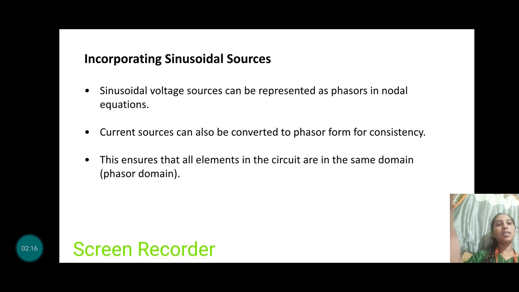Incorporating sinusoidal sources. A sinusoidal voltage source can be represented as a phasor in the nodal equation. A current source can also be converted into phasor form for consistency. This ensures that all elements in the circuit are in the same domain, the phasor domain.